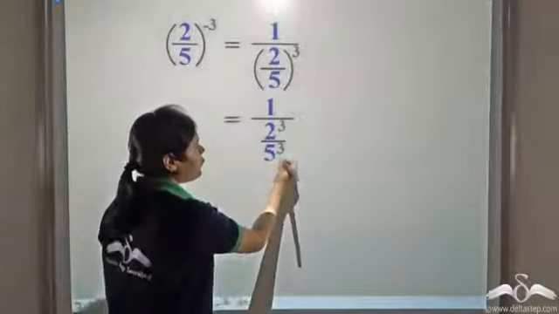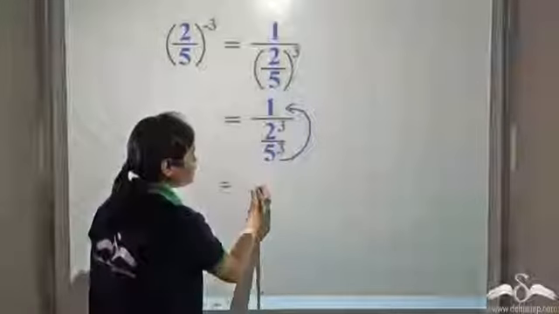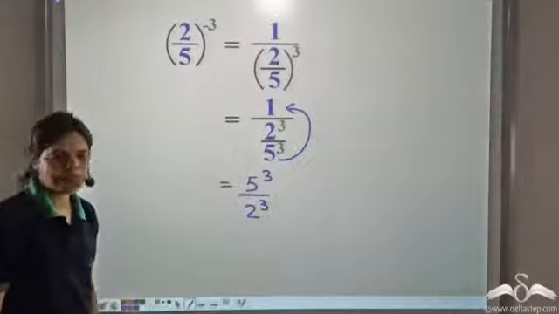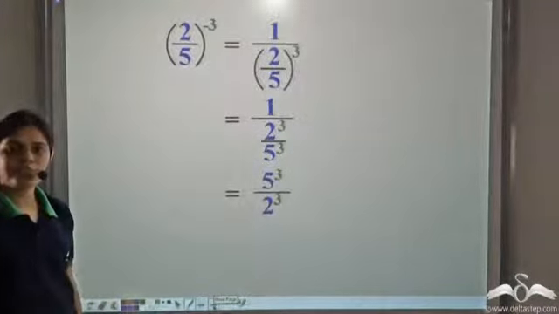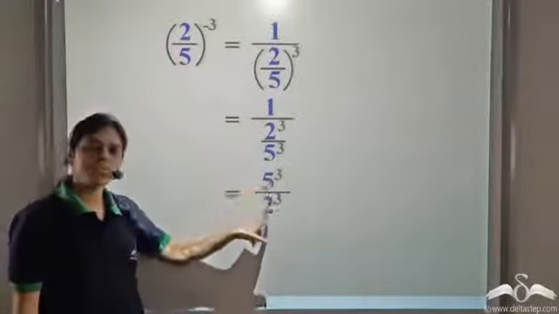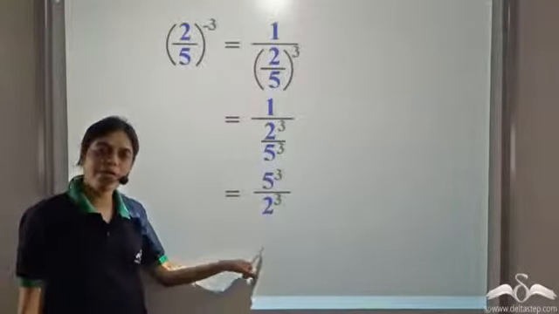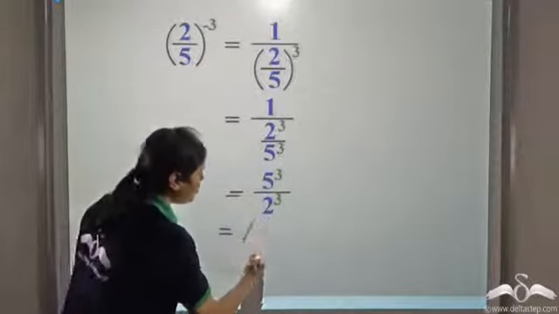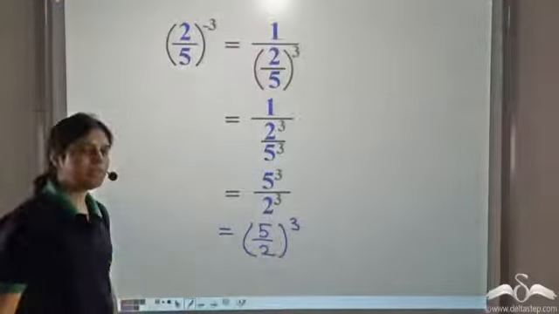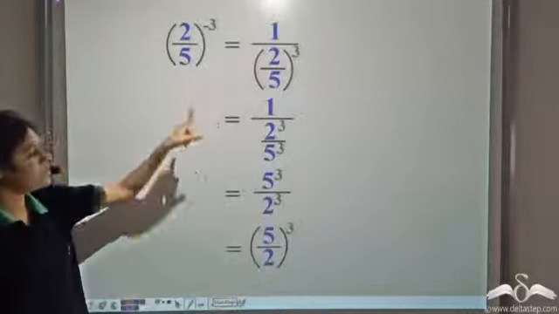Now this 5 to the power 3 goes to the numerator. So this is equal to 5 to the power 3 divided by 2 to the power 3. So this is what we have. Now again apply the law: a to the power n divided by b to the power n gives (a/b) whole to the power n. Using that, we can write (5/2) whole to the power 3. So this is the simplified form.